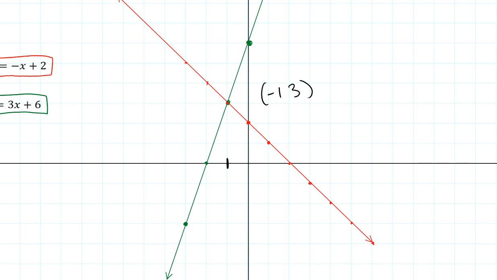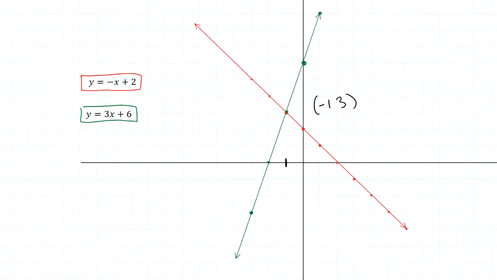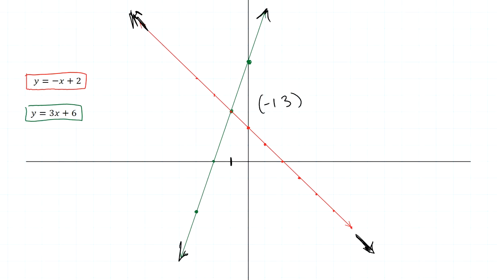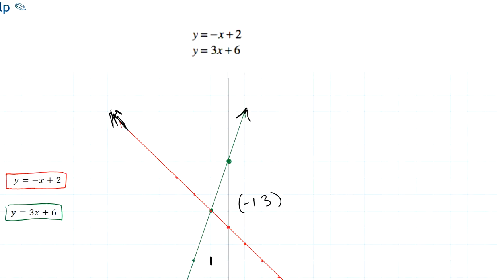Now the question asks, is this the only solution that's possible? And I'd have to say, yeah. Why do I know that? Well, these aren't curves, they're lines. The red one's going to continue to go this way, and the green one's going these ways. I just don't see how they're going to curve back on each other and ever meet again. So it's just the one intersection.